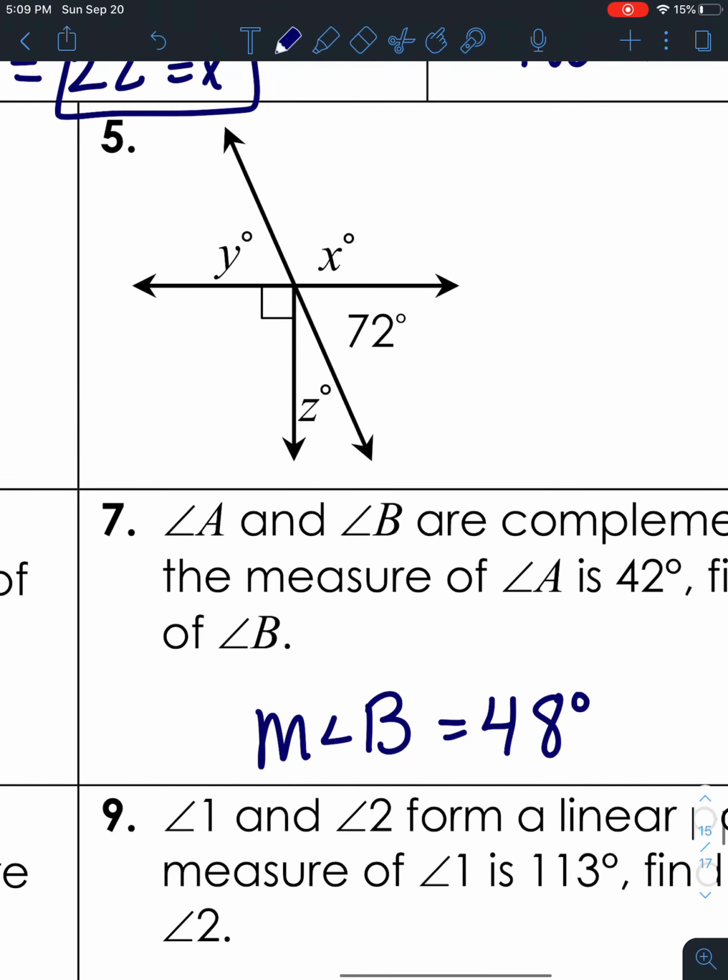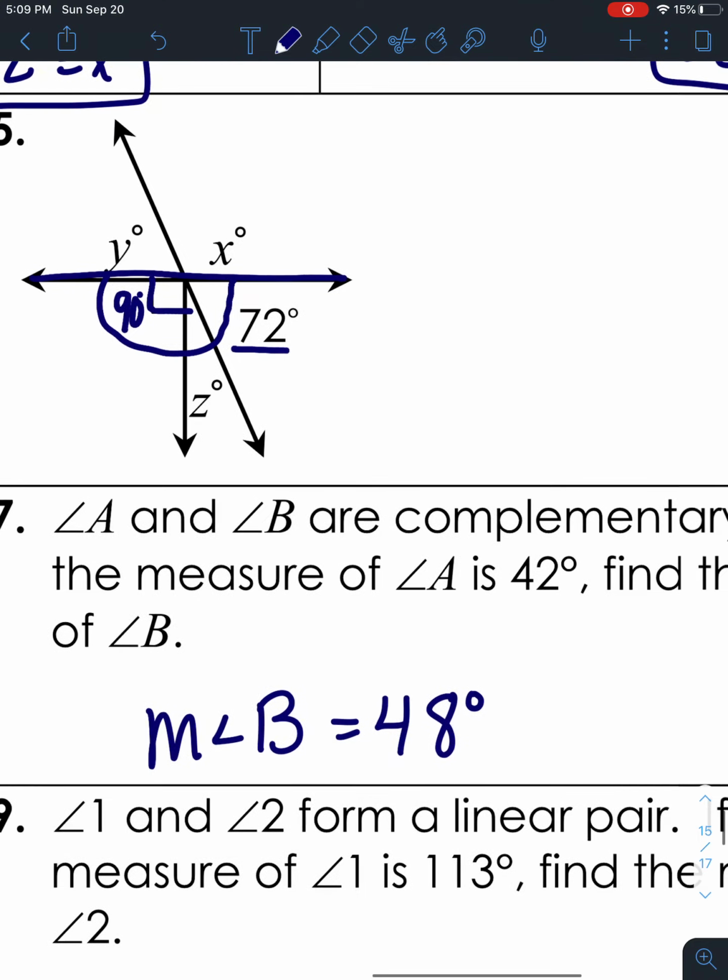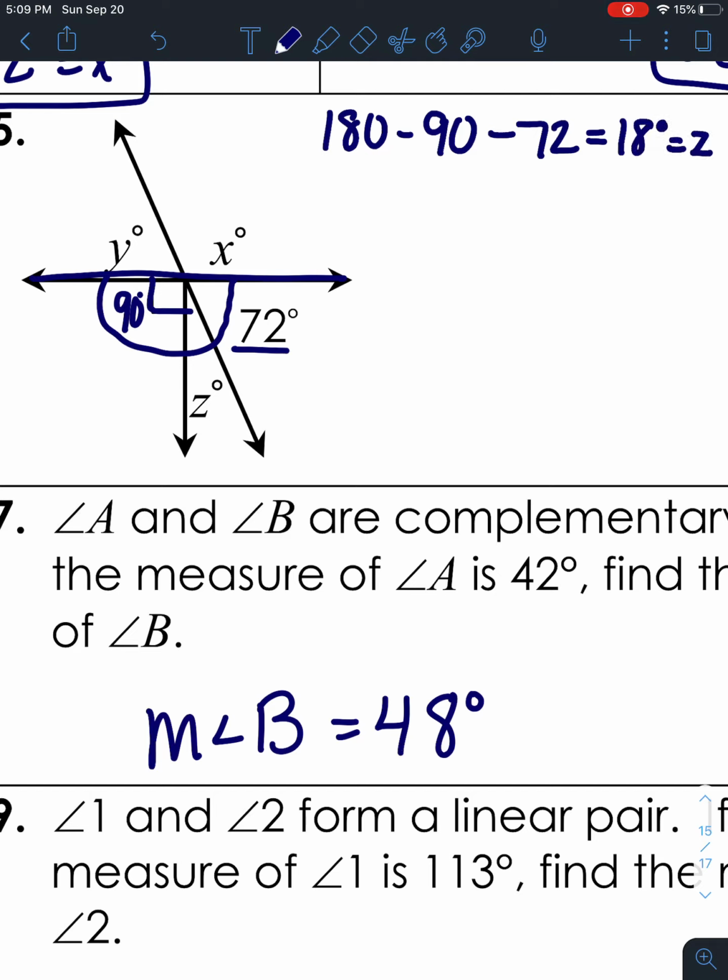Here's 5. So 5, we can start off with, we know that this is 90 degrees. Okay, because that one is 90, we know that these 3 angles right here form 180 degrees. This one is already 72. Just to find Z we're going to do 180 minus 90 minus 72. That will give us a grand total of 18 degrees, which we've decided was Z.